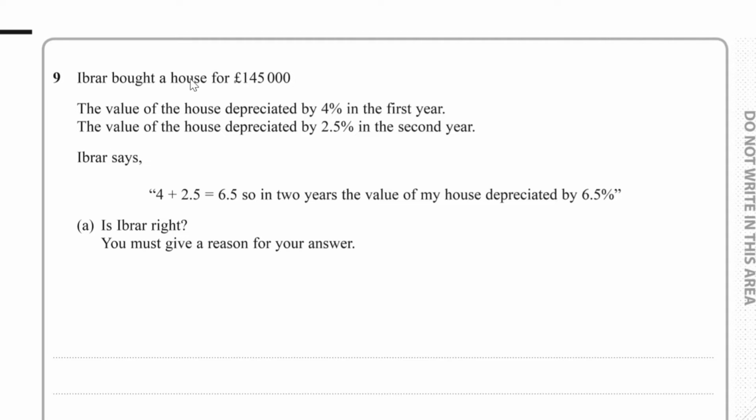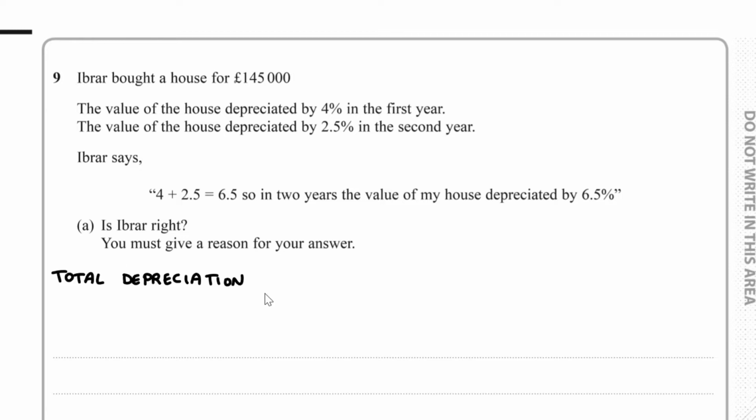Question number 9. Ibra bought a house for £145,000. The value of the house depreciated by 4% in the first year. The value of the house depreciated by 2.5% in the second year. Ibra says 4 plus 2.5 is 6.5. So in 2 years, the value of my house depreciated by 6.5%. Is Ibra right? You must give a reason for your answer.